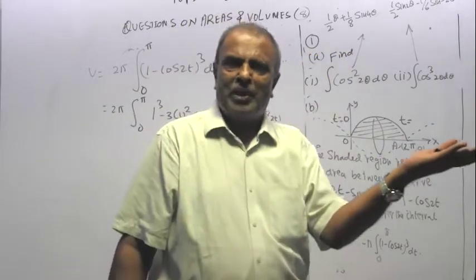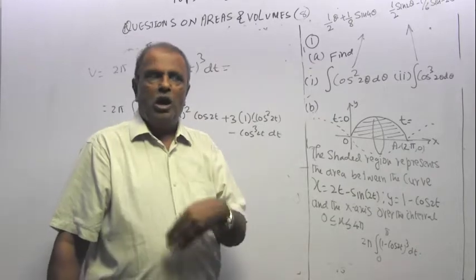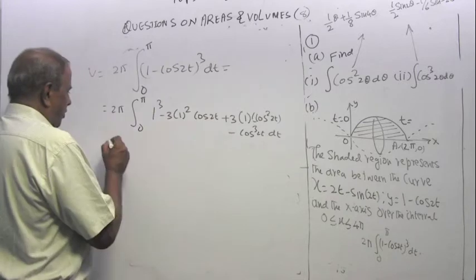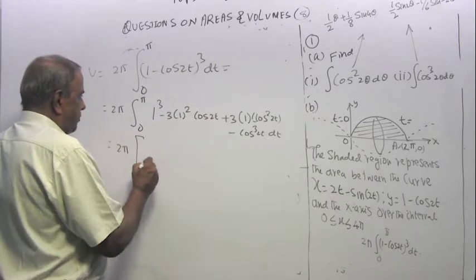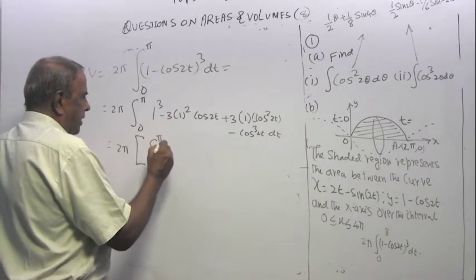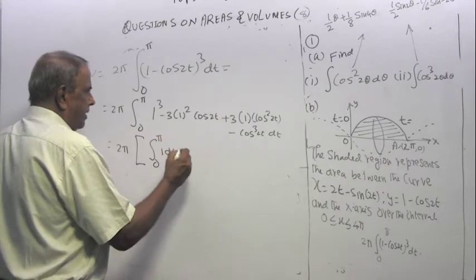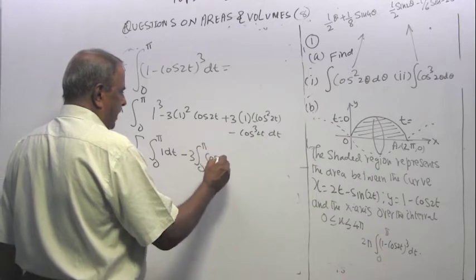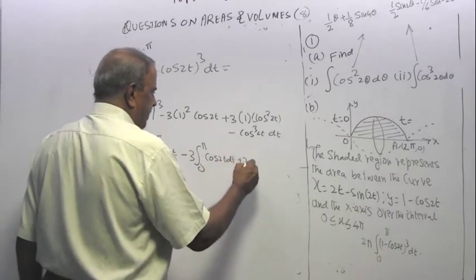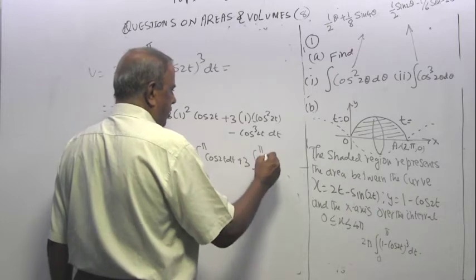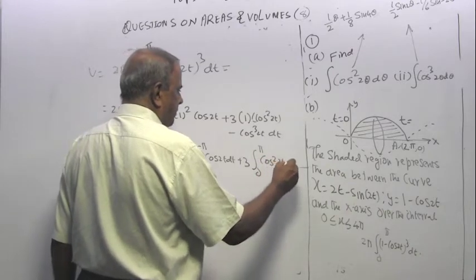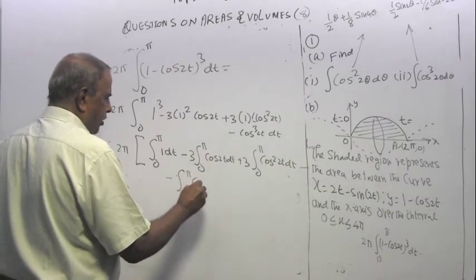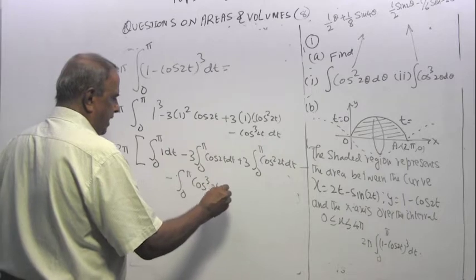I need to get a cos squared. The only way I can get a cos cube or a cos squared is by expanding this. So that is 2 pi times integral 0 to pi 1 dt, minus 3 integral 0 to pi cos 2t dt, plus 3 integral 0 to pi cos squared 2t dt, minus integral 0 to pi cos cubed 2t dt.